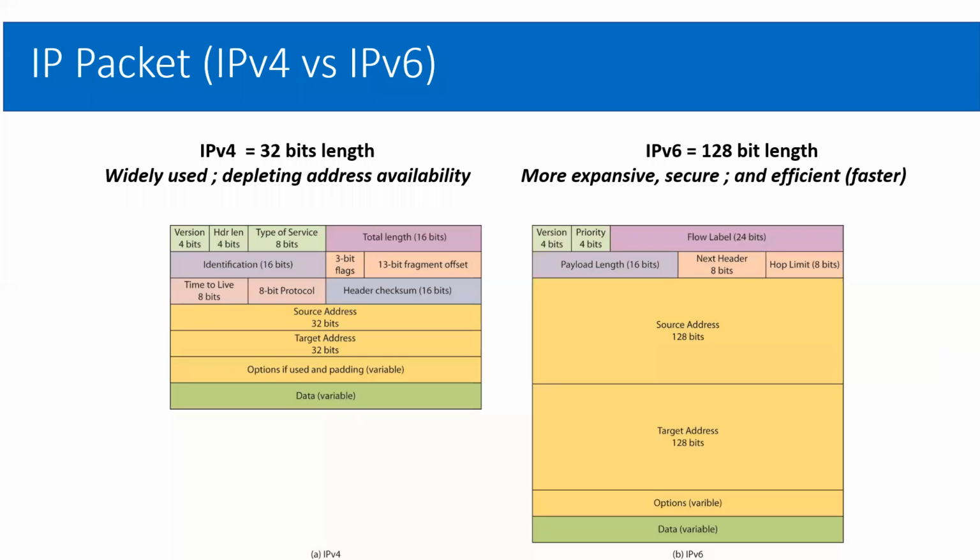We can jump over this chart. We've hit all the key items. The key takeaways: IPv4 is 32 bits long. We're running out of them, but it's widely used. IPv6 has a longer address space, 128 bits. It's much more expansive, more secure, and more efficient. It's faster. But it's hard to get people to adopt or transition to it.